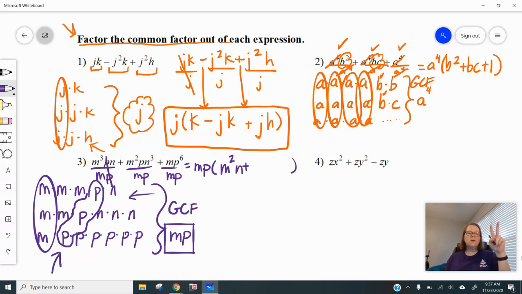And I have 2 M's on top and I take 1 away. So that leaves me with 1 M. And then a P and a P. And those both cancel out. And that leaves me with N cubed. And then a plus. And I ran out of room.